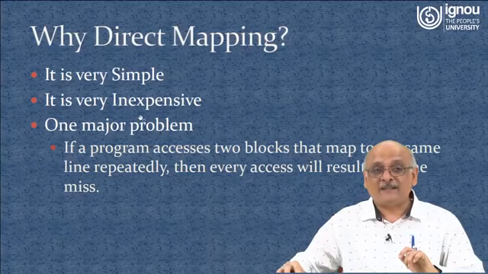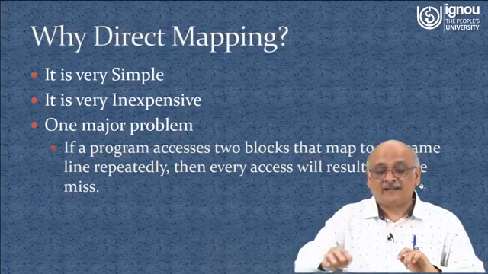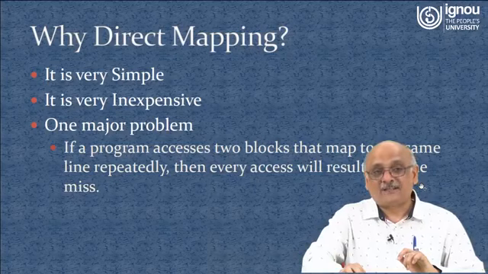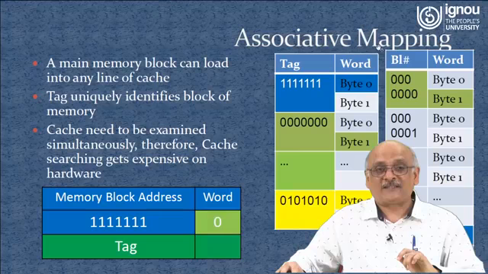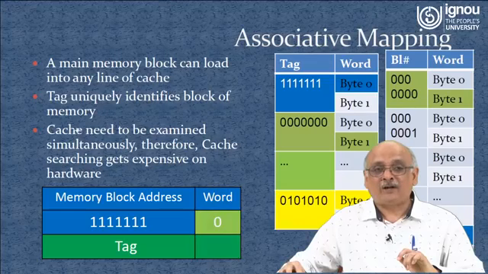It is very inexpensive. One major problem: if a program repeatedly accesses two blocks that map to the same line, then every access results in a cache miss. So this is one of the problems of the direct mapping scheme. Therefore, the associative mapping scheme was designed. A main memory block can load into any line of the cache. The tag uniquely identifies the block of memory.